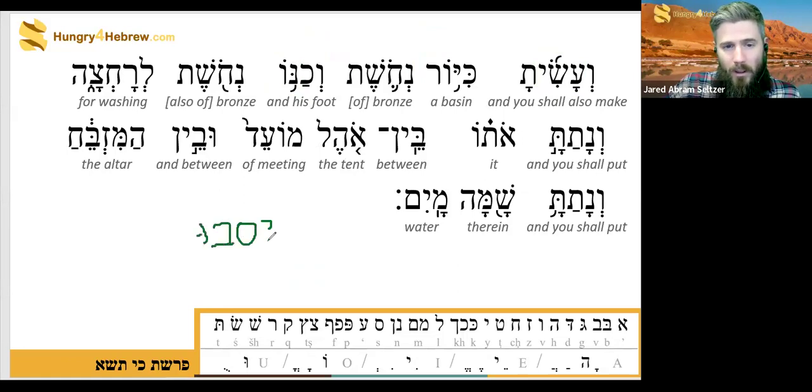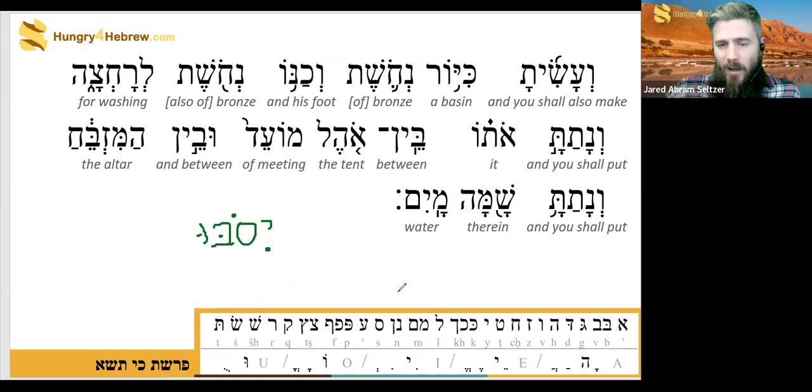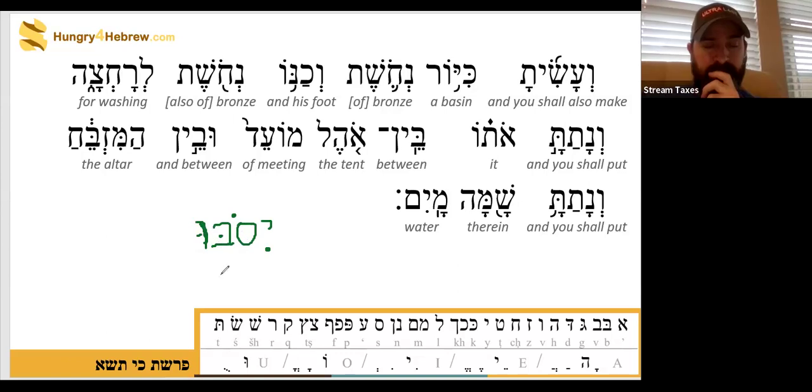Like yisobu. The root is savav. One of the categories of irregular verbs or irregular roots is when the second and third root letter are identical. So here, samech bet bet. Why is there a dagesh? Because the root is samech bet bet. But what I'm wondering here is whether it's kaf nun nun.